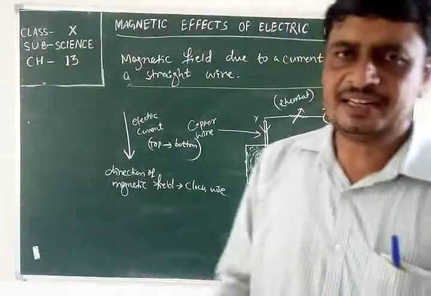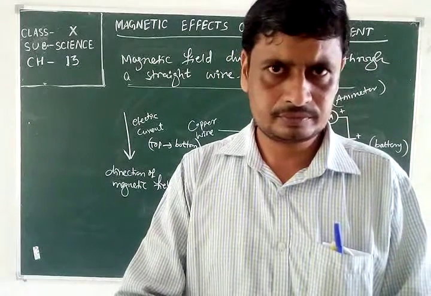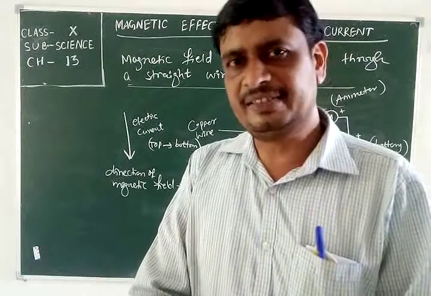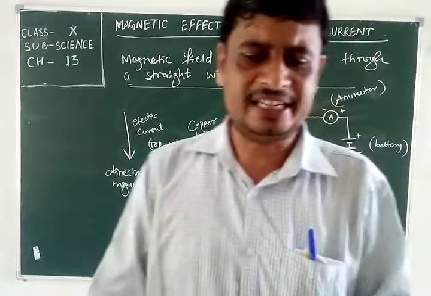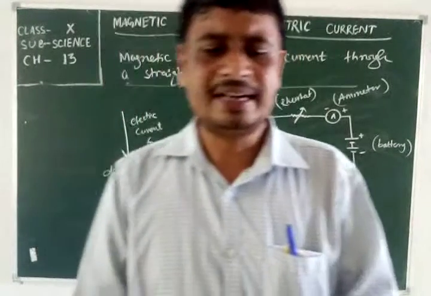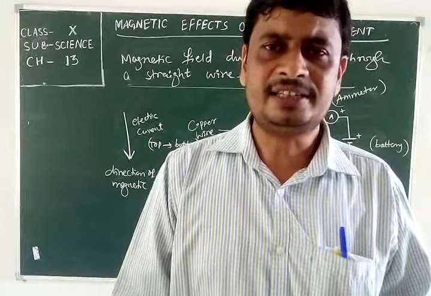When we reverse the current, then the direction of magnetic field also reverses. It becomes anti-clockwise. We can find this by using our right hand, that is called the right hand thumb rule.